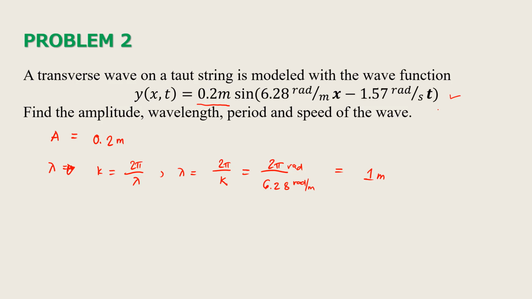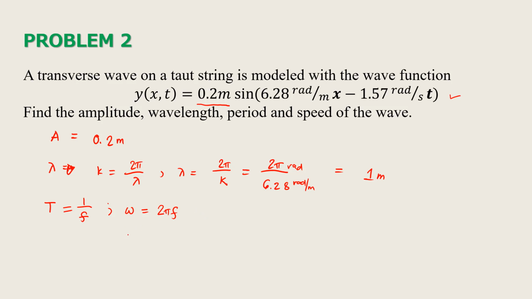Okay, and then next is to find the period. To find the period, we would need to solve for the frequency first, because period is just the reciprocal of the frequency. Now, in order to solve for the frequency, we have to make use of this equation. Omega is equal to 2 pi times f.